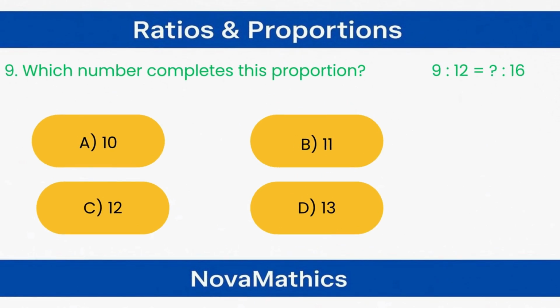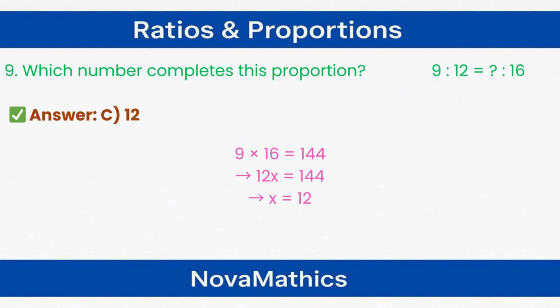9. Which number completes this proportion? 9 to 12 equals what to 16? Correct answer is 12. 9 times 16 is 144. Divide by 12. X is 12.